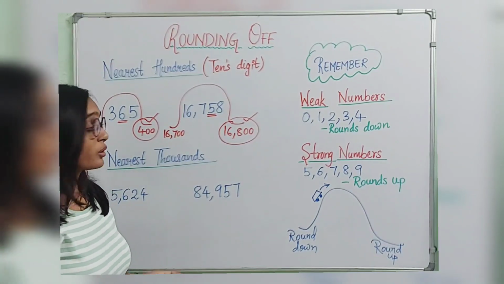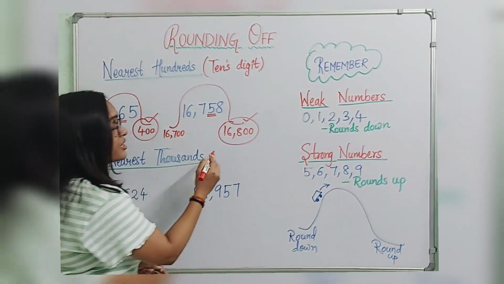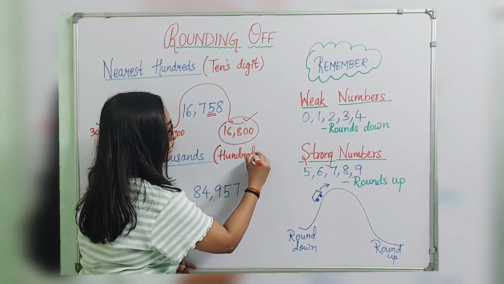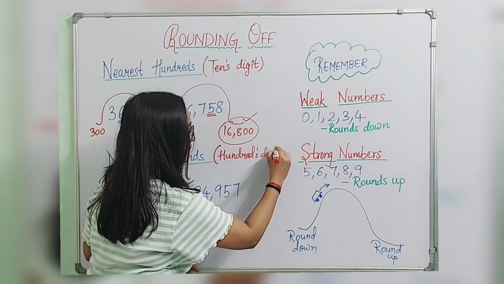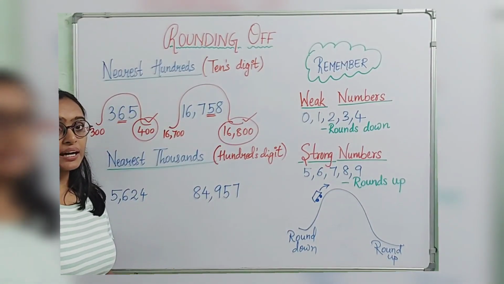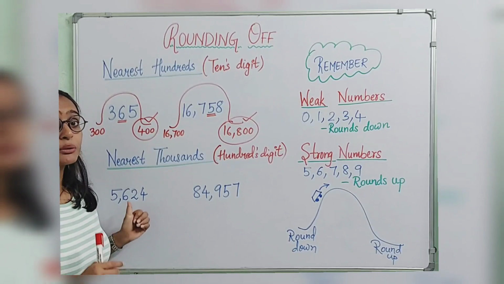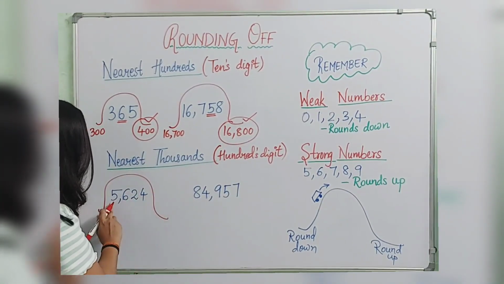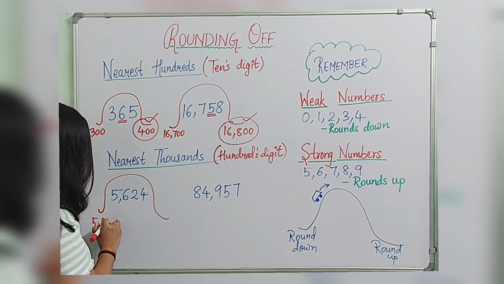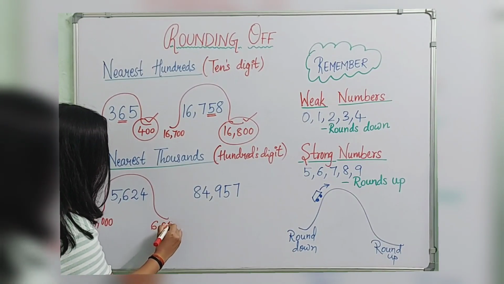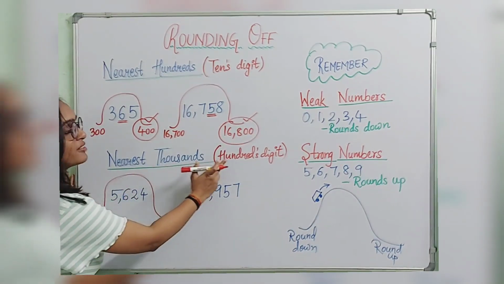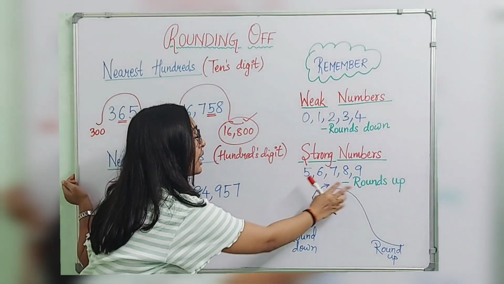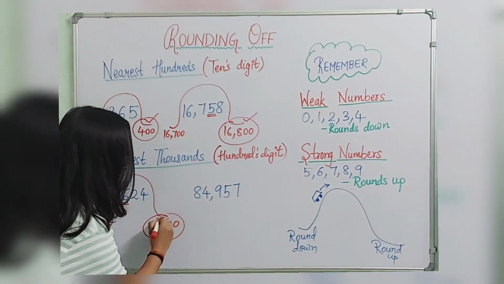Now the same thing applies when you have to round to the nearest thousand. We will check the digit at the hundreds place. Before doing that, we will check which two thousands the given number is between. 5,624 is between 5,000 and 6,000. Now I will check the hundreds digit. The hundreds digit is 6, which is a strong number. So it will be rounded up to 6,000.